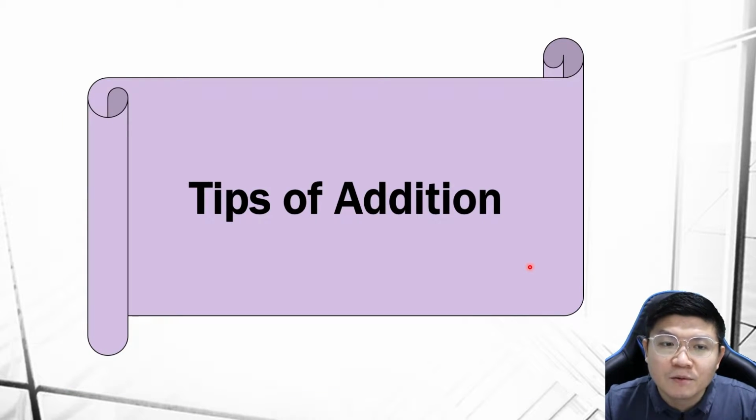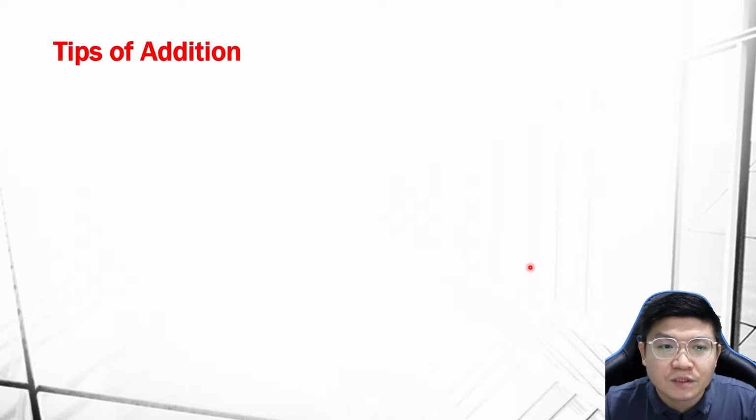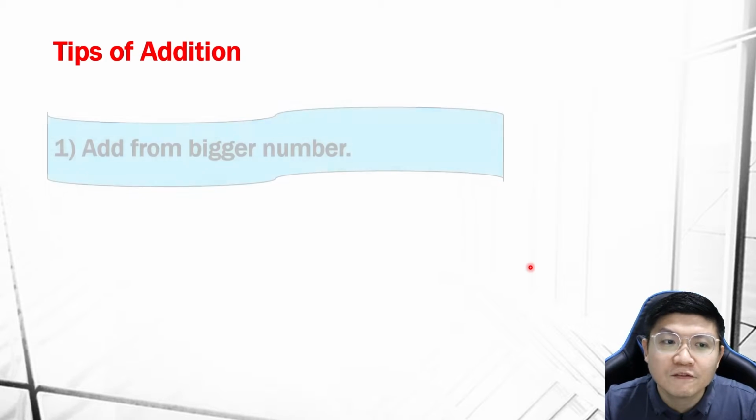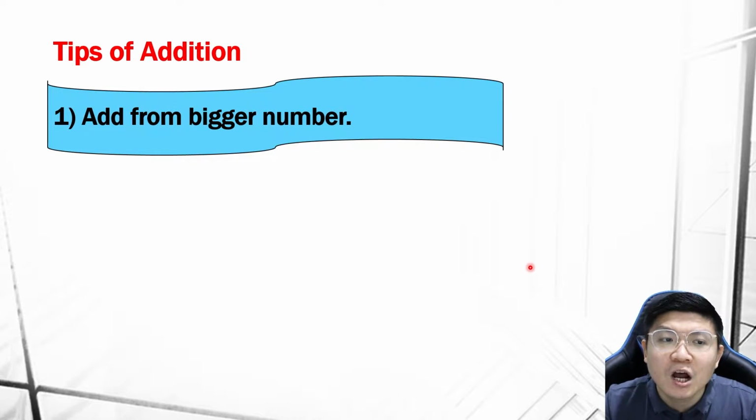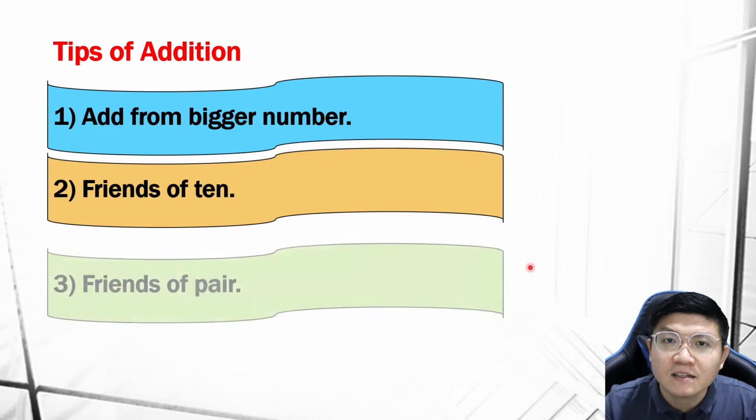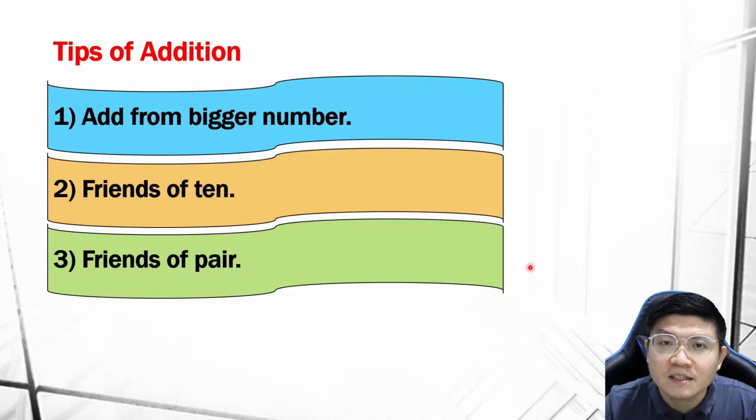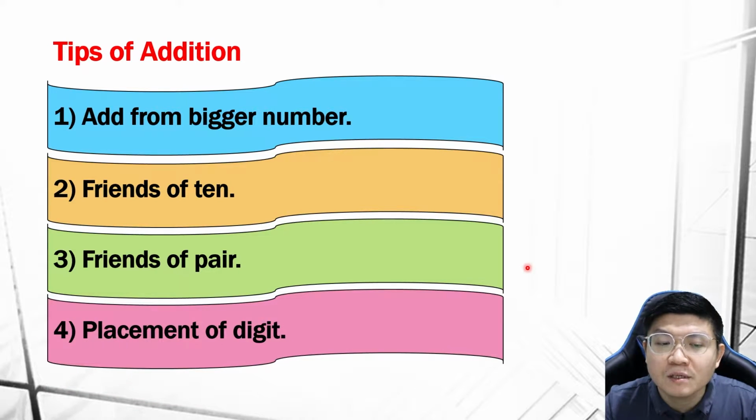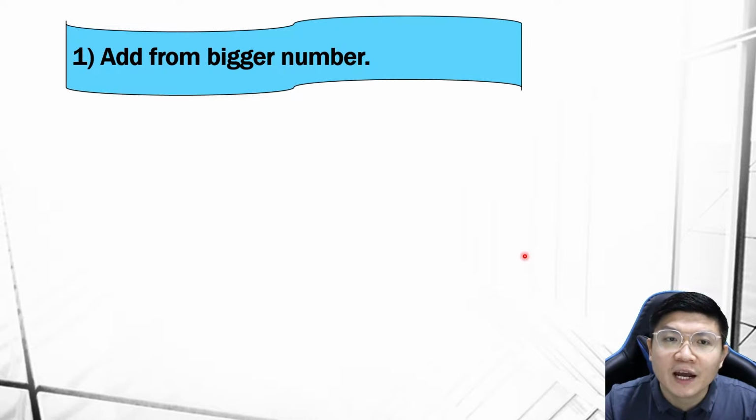So next one, tips of addition. Now in tips of addition, I'll be sharing 4 tips here. The first one will be adding from the bigger number. Second, friends of 10. Third, friends of pairs. Fourth, placement of digit, right? Let us look at add from bigger number.